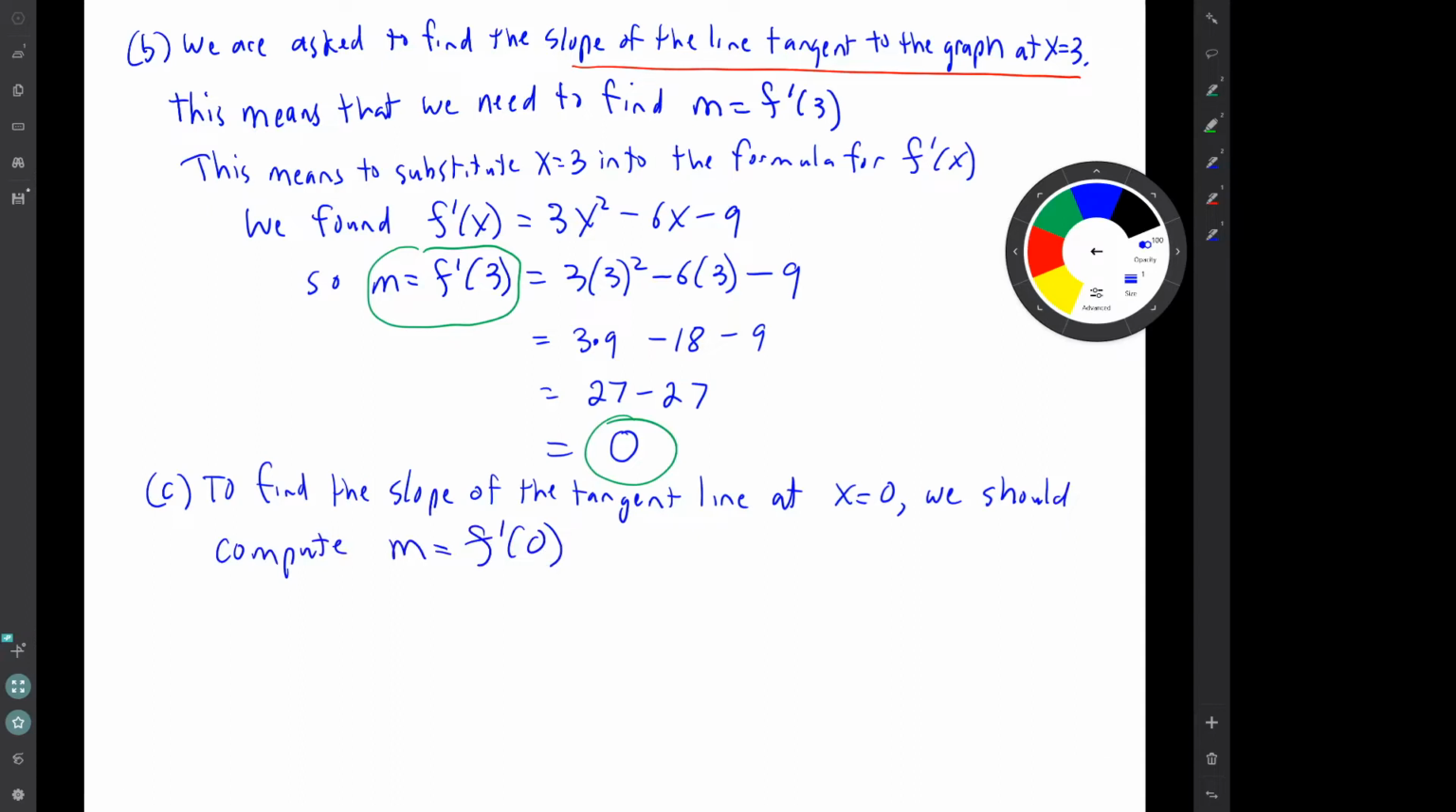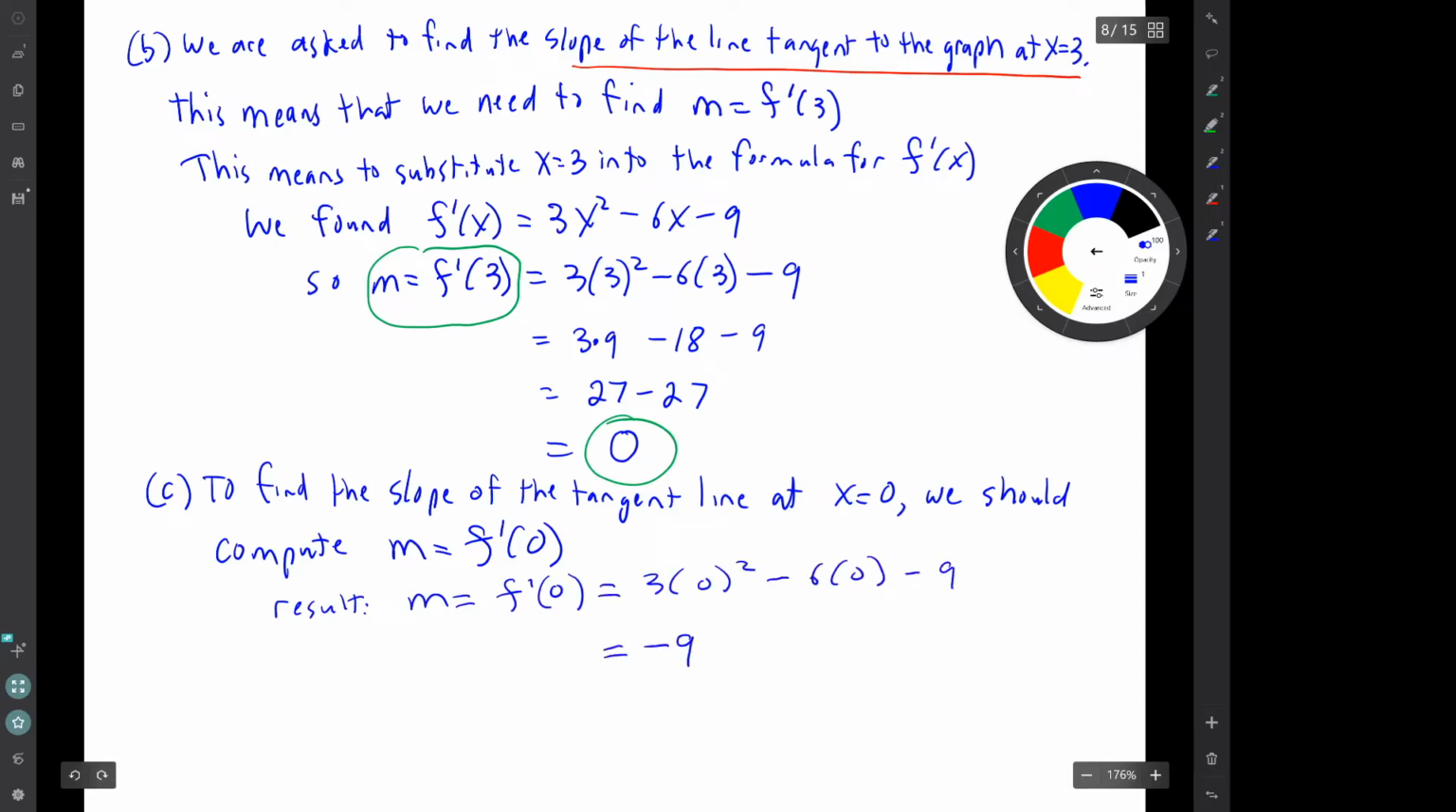To find the slope of the tangent line at x equals 0, we should compute m equals f prime of 0. Because remember, this symbol means the slope of the tangent line at the point where x equals 0. So we have our formula for f prime of x, so we're just supposed to plug in x equals 0 into that. So the slope of the tangent line at x equals 0 is this number, minus 9.